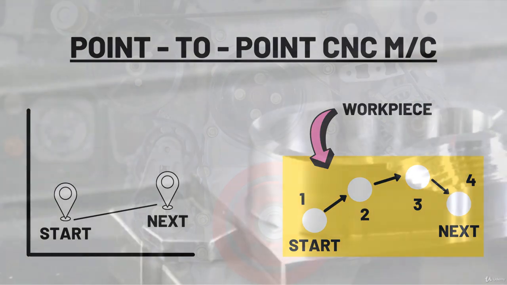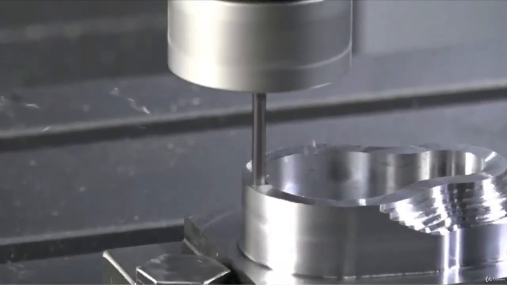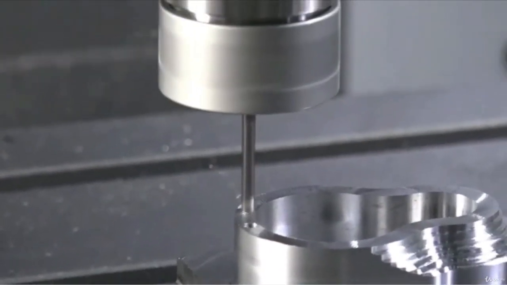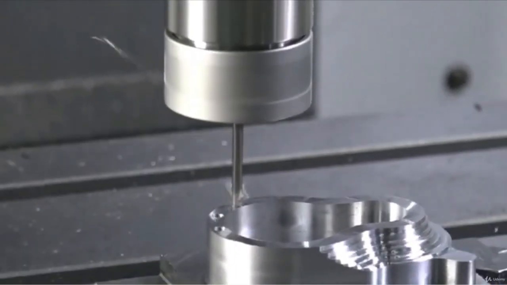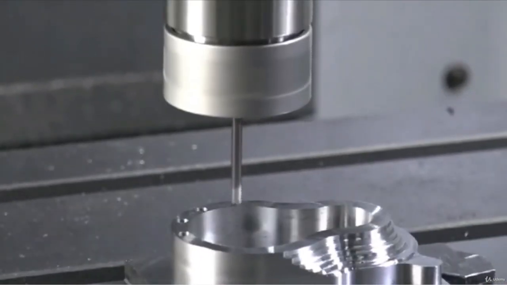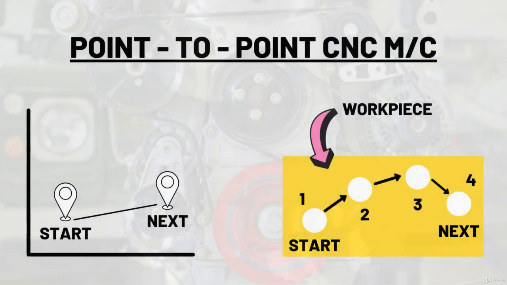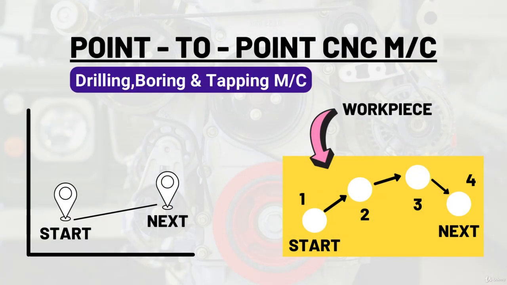The servo system moves the slides to the position and no slide movement occurs until the cutter has retracted back. The machines using this system are drilling, boring and tapping machines.